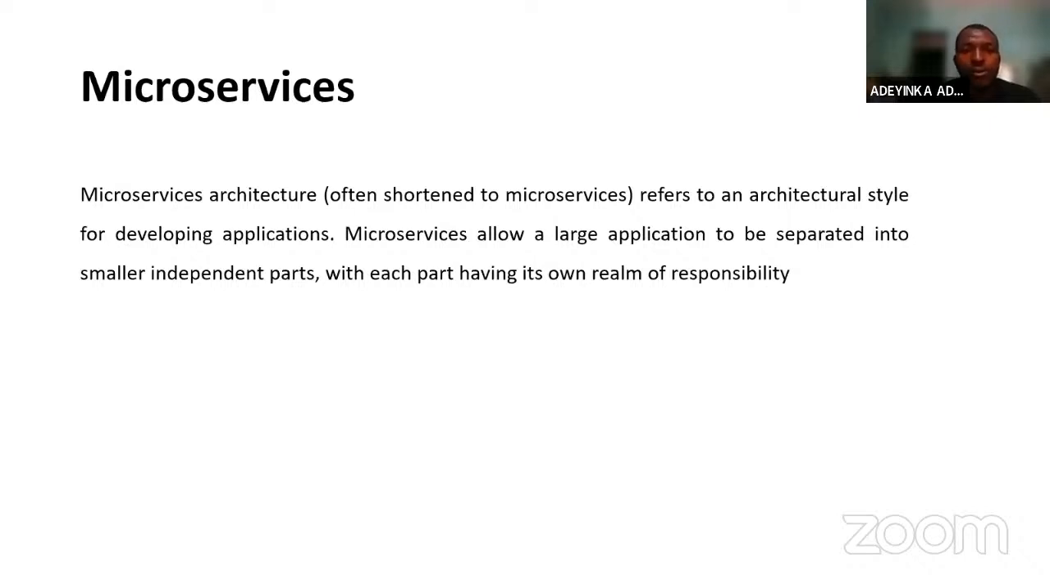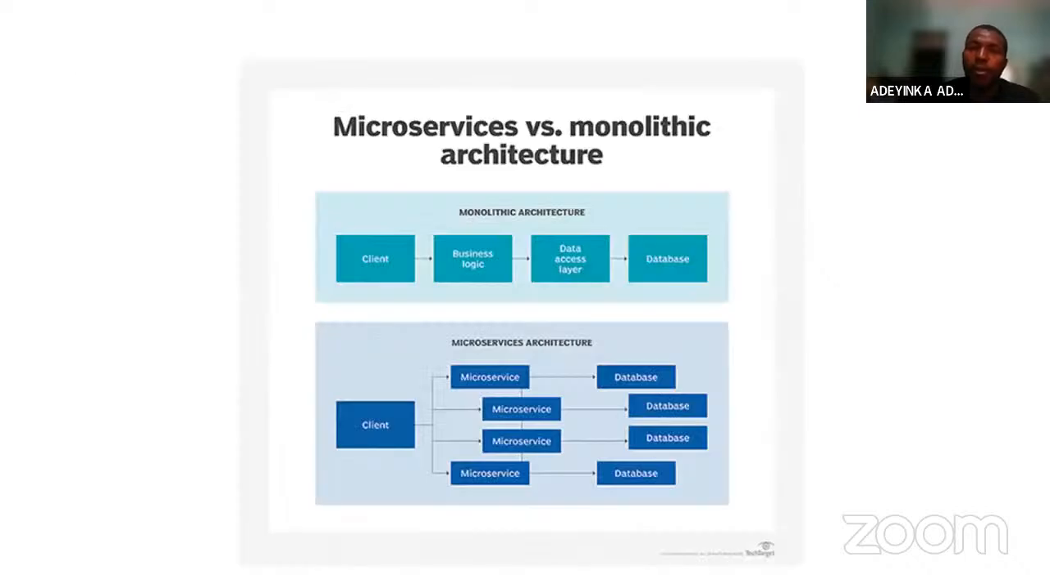Microservice architecture, often shortened as microservices, is used to refer to an architectural style for developing applications in which large applications are separated into smaller independent parts, with each part having its own realm of responsibility. As opposed to the monolithic architecture of software development, the microservice architecture involves the breaking down of business capability into smaller units so that each independent unit can scale as needs be.